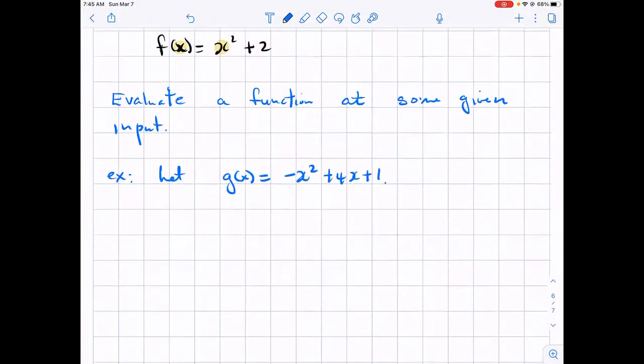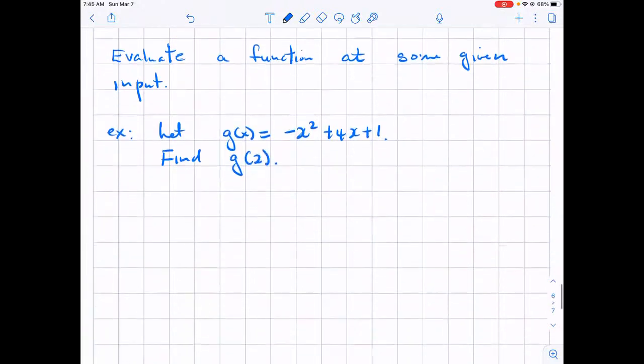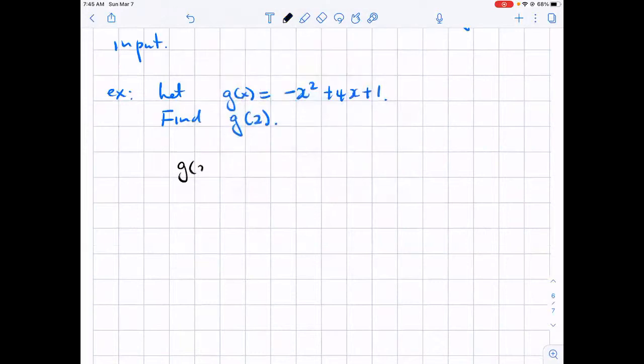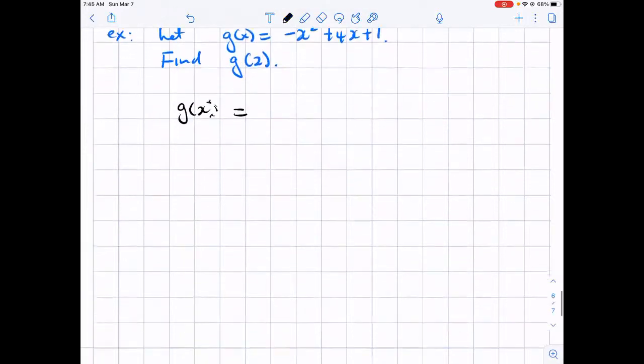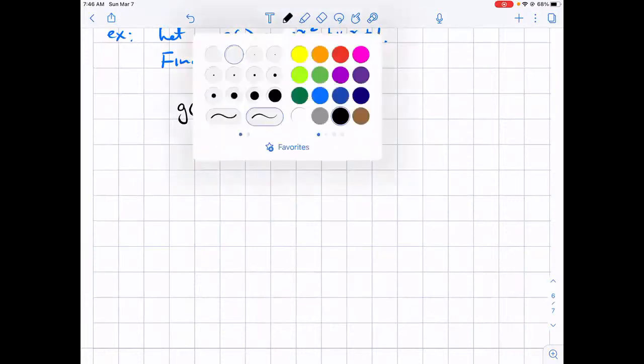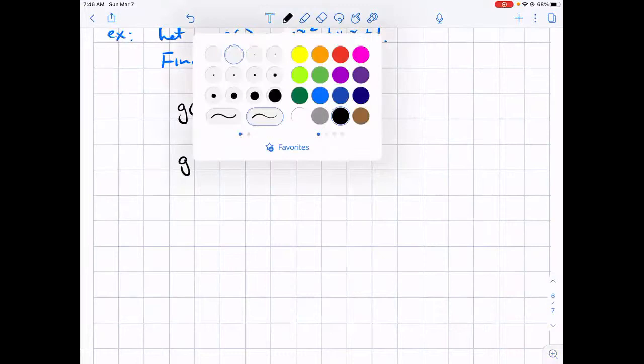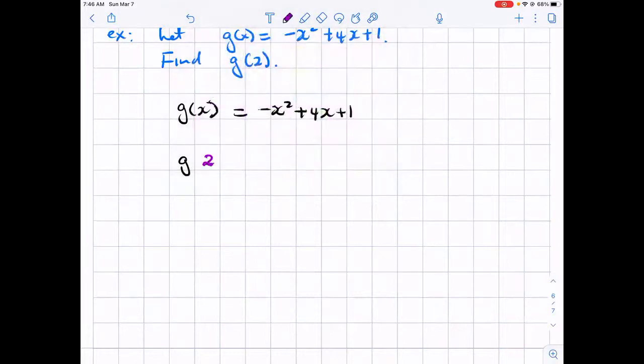And suppose I ask you to find g of 2. So notice we have g of x. G of x is equal to minus x squared plus 4x plus 1. And we're asked for g, but now we want 2. We want the x value to be replaced with 2.